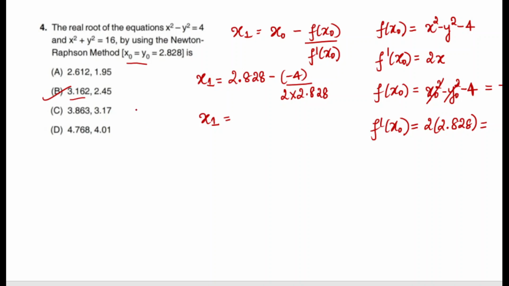And for the next equation, x square plus y square which is equal to 16, we need to proceed with this method only. If we proceed with this method, we will get the value to be equal to 2.45. So I can tick option B, that option B is the right option. If I solve for one, no need to solve for the second, we will get to know through the options itself. Okay, yes, let us proceed to the next question.